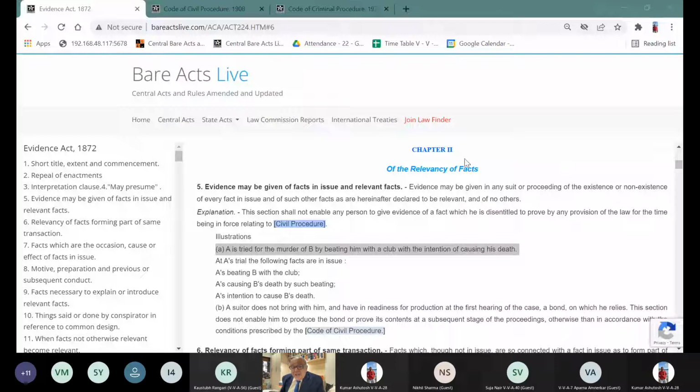A has committed the murder of B. Number one, where did he get the club from? Normally during investigation, the police officer will recover it under Section 27. He will seize a club. Of course, confession is not admissible, "I have committed murder," but discovery and recovery of an article under Section 27 of the Evidence Act is permissible.